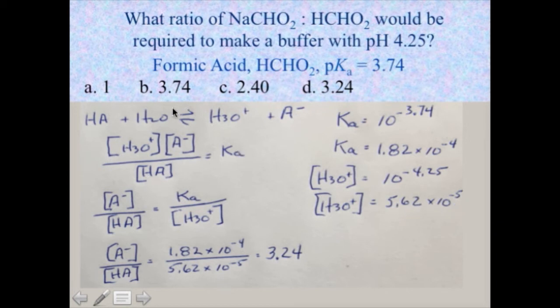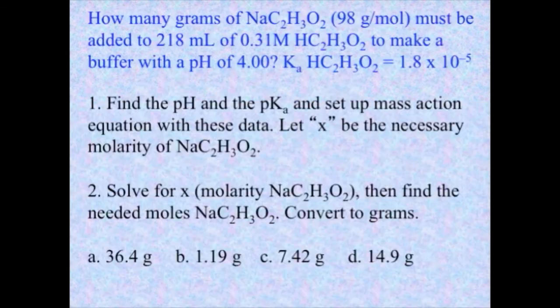Now look at our mass action equation over here. All we need do is divide both sides by hydronium ion to cancel hydronium ion concentration on the left side of the equation and divide the Ka by the concentration of hydronium ion. And now we have our ratio that is being asked for in the question, the ratio of conjugate base to weak acid. And to find that ratio, we simply plug in the Ka value that we calculated, divided by the hydronium ion concentration that we calculated, and we get a ratio of 3.24. Now let's try this one.